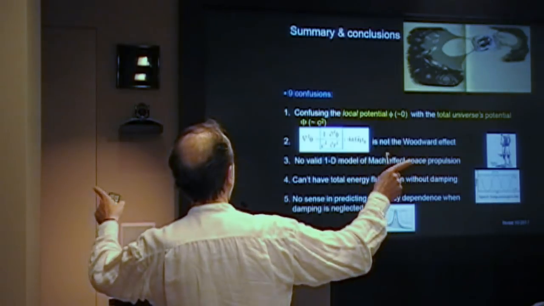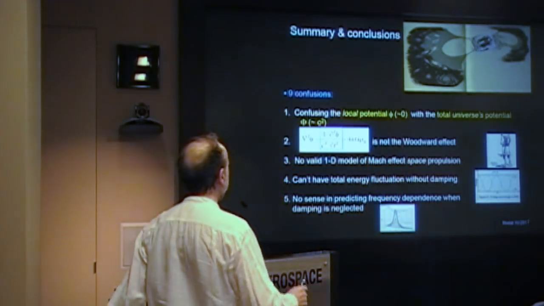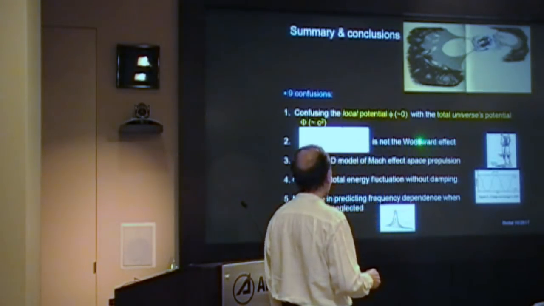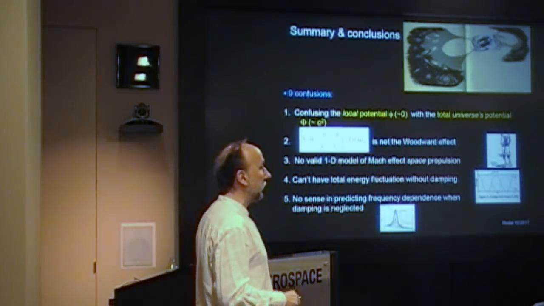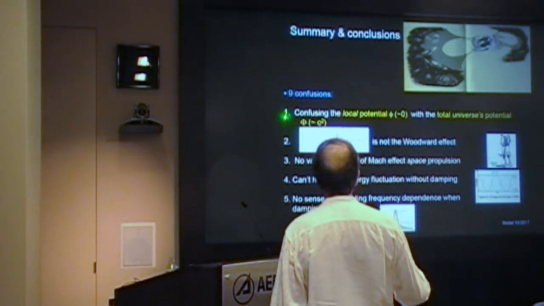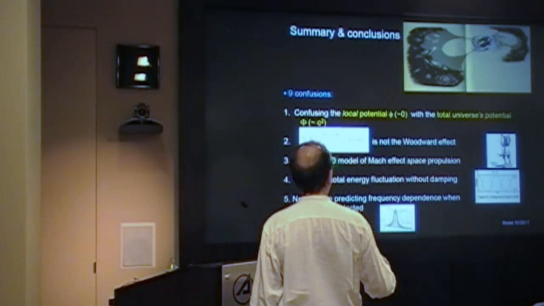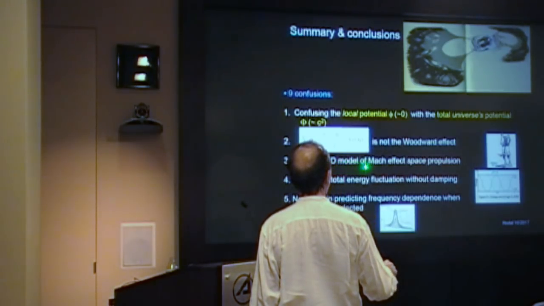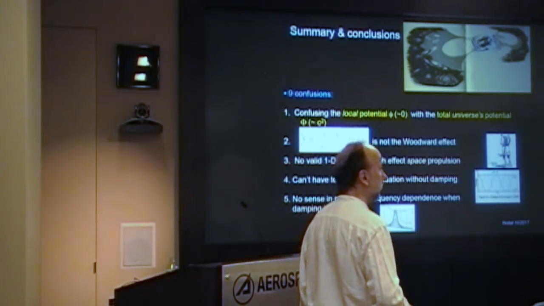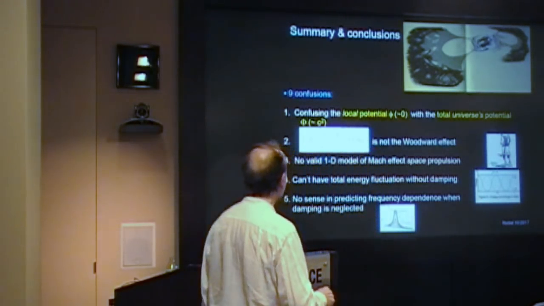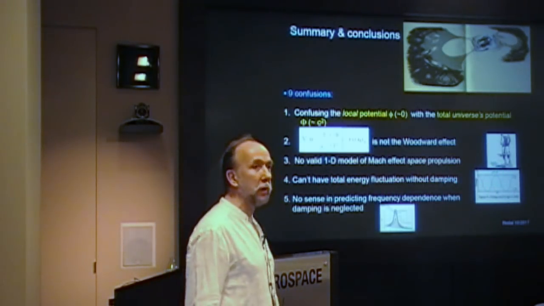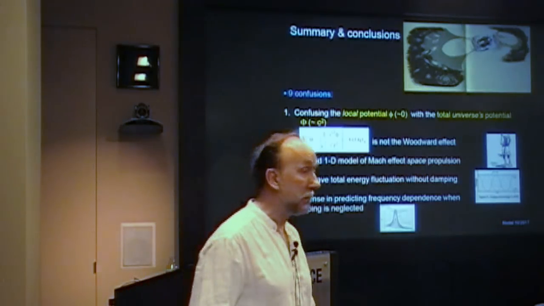Recapitulating again, the nine confusions. Confusion number one is confusing the local potential with the total universe potential. Confusion number two is looking for the Woodward effect in places where he himself said it was not there, like Mr. Williams did. Confusion number three is that there is no valid 1D model of Mach effect space propulsion. You cannot pull yourself up by your bootstraps when you're in space. You cannot have total energy fluctuation without having damping, because if you don't have damping, the total energy is constant.